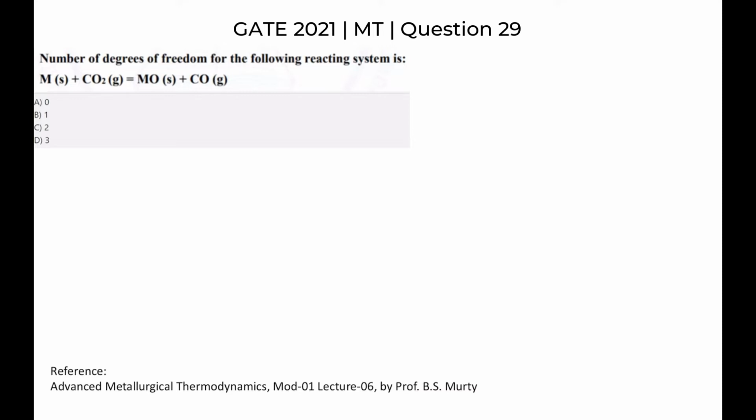Hello all, welcome back with one other question from GATE 2021. The question says: the number of degrees of freedom for the following reacting system, M plus CO2 is converted to MO plus CO. So first of all, let us try to understand what is this degree of freedom.